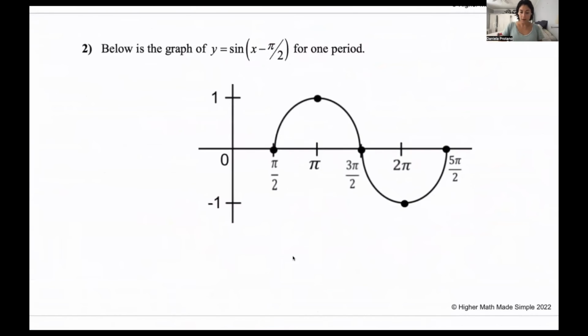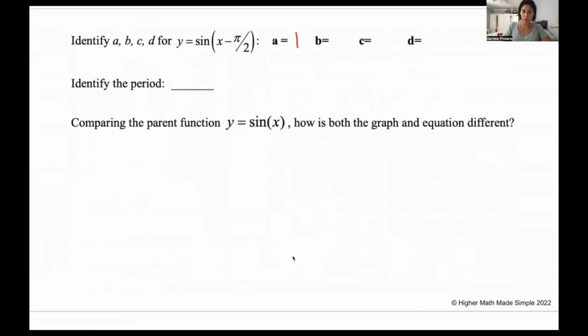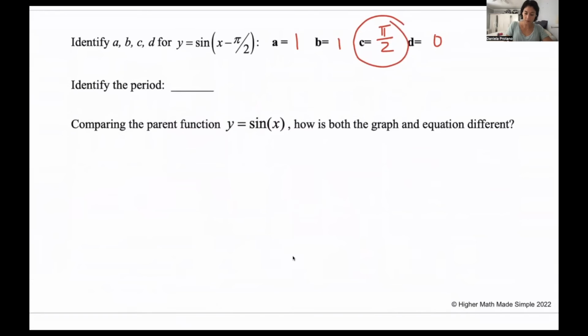Okay, so what if instead of a plus, now it's a minus? So this is the parent function. So really quickly, we can see that it actually shifted now to the right. Again, minus means to the right, and plus means to the left. Okay, so A is 1, B is 1, C is now +π/2, and the d value is 0. So again, that's the only thing that changes. And it turns out that the period is still going to be 2 pi.